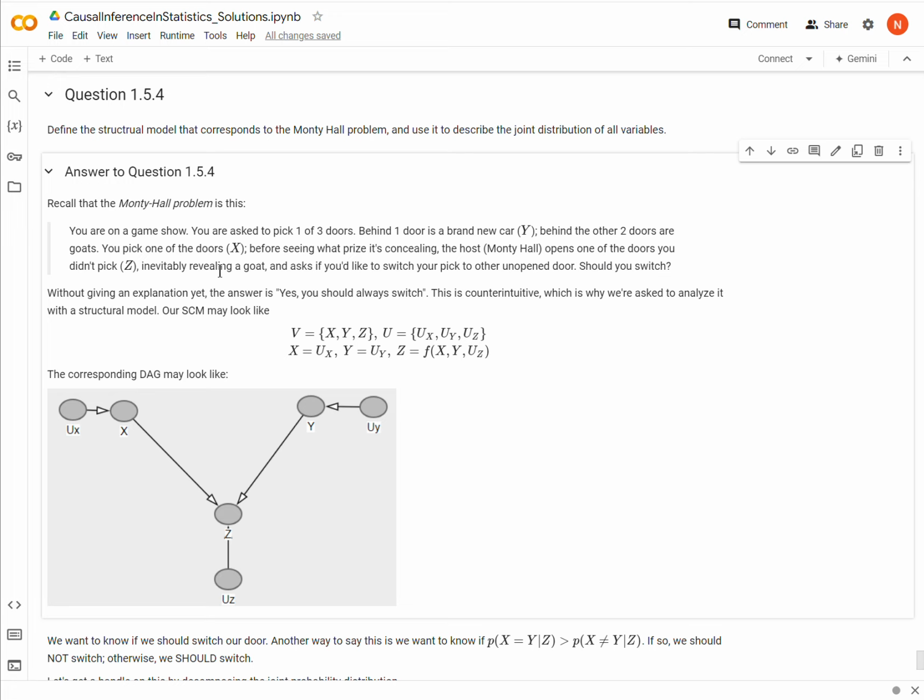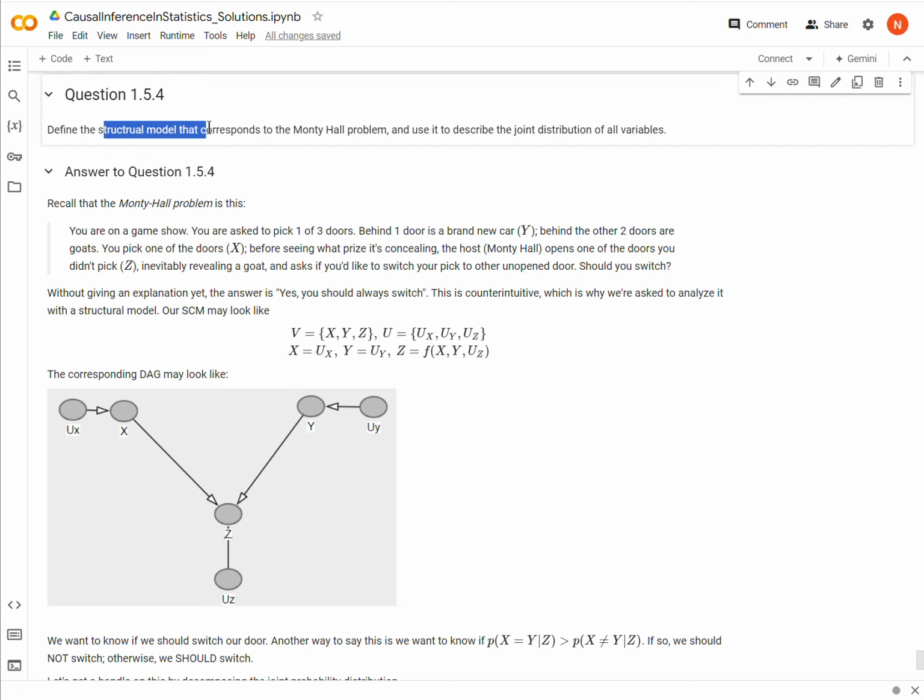So we'll kind of get into the answer, even though the question doesn't really ask for it. We'll give an explanation of the answer, but the answer is unintuitive. It's yes, you should always switch given this setup. And that's counterintuitive, and that's probably why we're being asked to actually really think through this and model it with our structural causal model.